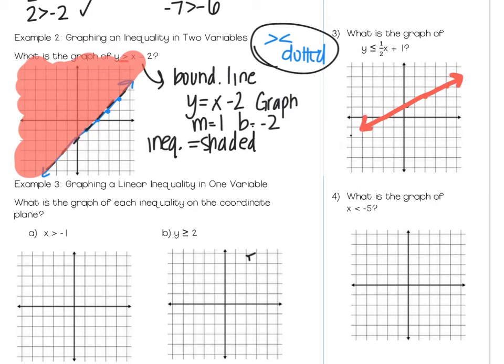This one's going to be a solid line because there's a line underneath the inequality. Just like when we did one variable inequalities, if it was less than or greater than, we did an open circle. The dotted line is just the version of the open circle. And then the solid line is just a different version of the closed circle. And then we want to shade it. So it's y less than or equal to, so we're going to shade below the line.